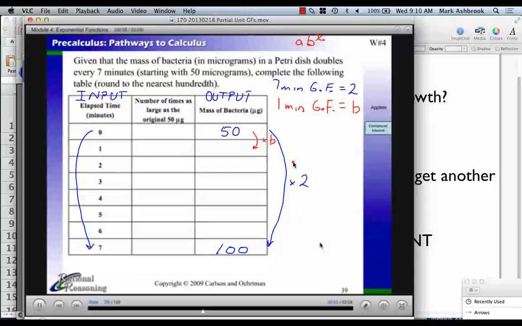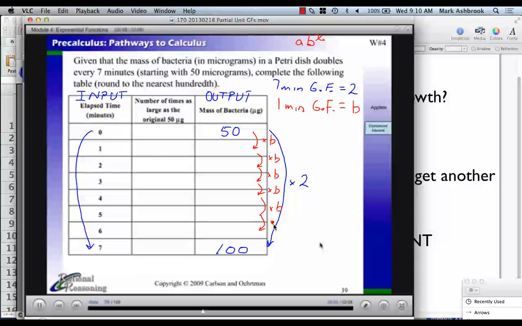All right, so this is how we get the next output for a 1-minute advance: multiplying by b. Okay. So then from there, how could we get the output at 2 minutes? Multiply what by b? Whatever's in 1, you multiply by b. That's it. So whatever's here, we're going to multiply it by b. Okay, and so we just keep doing that. Every time you multiply by b, you're going to get the next output 1 minute later.